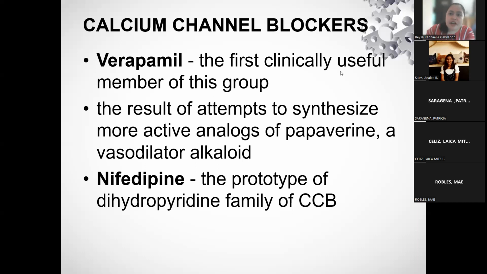So the first clinically useful member of the CCBs for our angina is verapamil. Verapamil was actually discovered when they were working on papaverine, which is an alkaloid coming from Papaver somniferum. That's the same plant material where we get our morphine, but papaverine is another alkaloid.